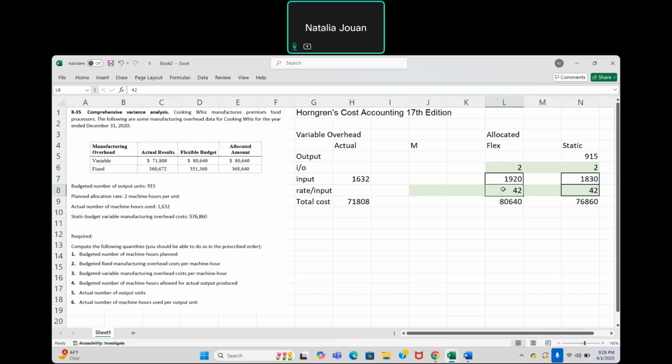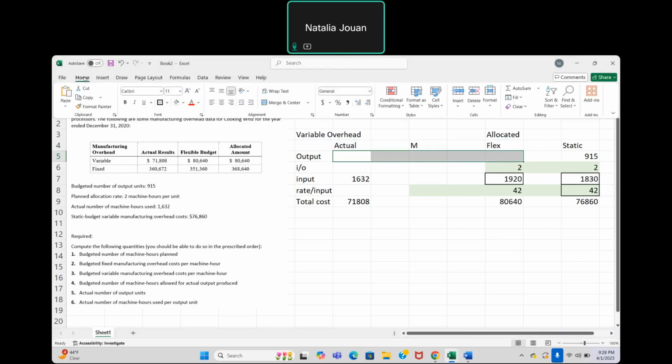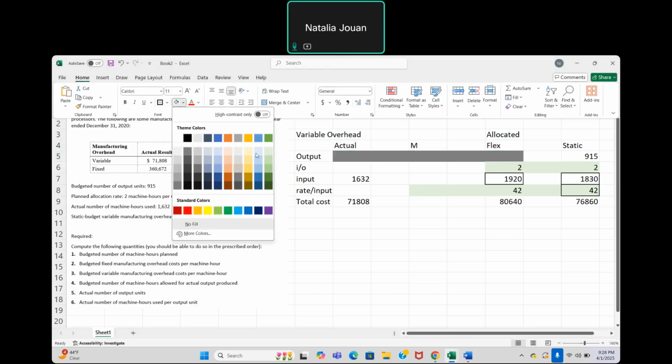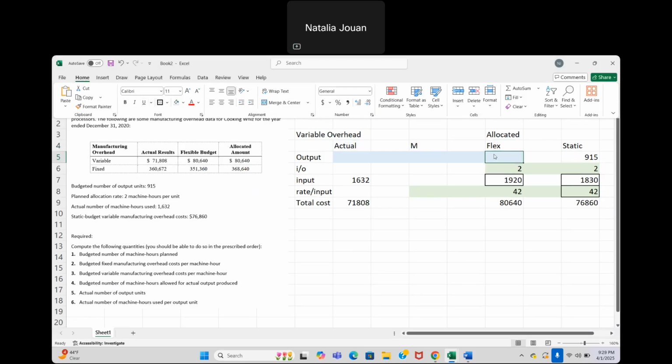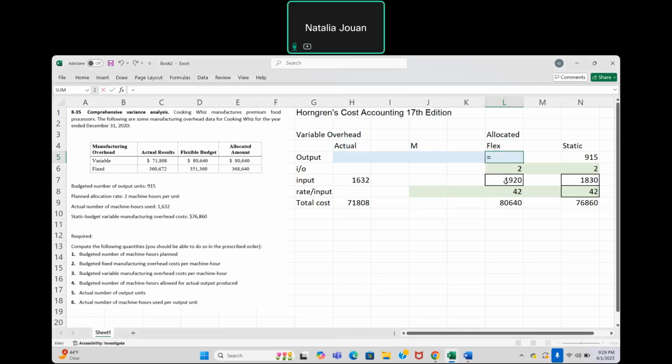Now, number 5 is asking, what is the actual number of output units? Okay, here we go. Because remember, this number comes from the actual. That's why we're flexing the budget, because we're using actual numbers. So we can solve the flexible, figure it out. Okay, so let's put a box right here. It's another variable we're solving for.